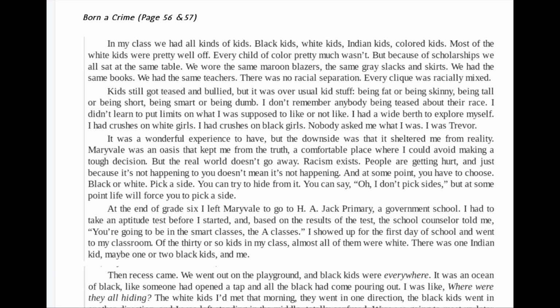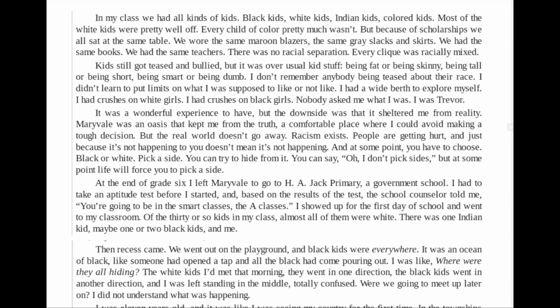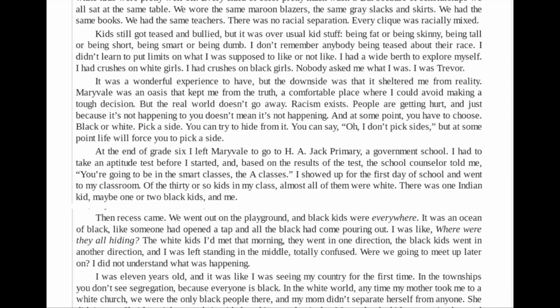In my class, we had all kinds of kids. Black kids, white kids, Indian kids, colored kids. Most of the white kids were pretty well off. Every child of color pretty much wasn't. But because of scholarships, we all sat at the same table. We wore the same maroon blazers, the same gray slacks and skirts. We had the same books. We had the same teachers. There was no racial separation. Every clique was racially mixed.